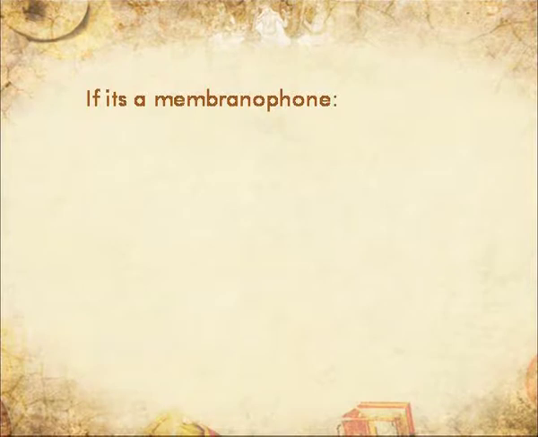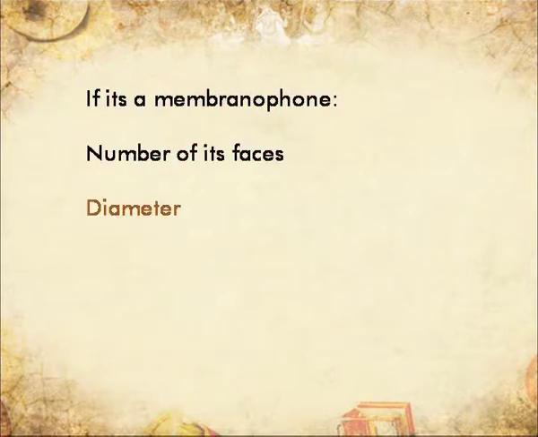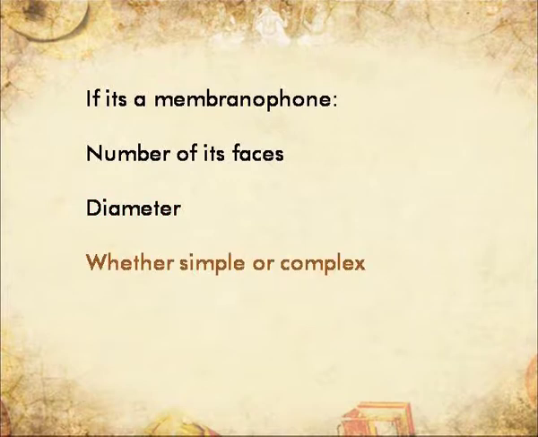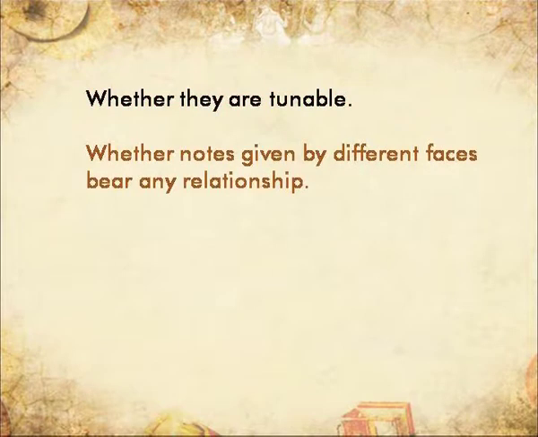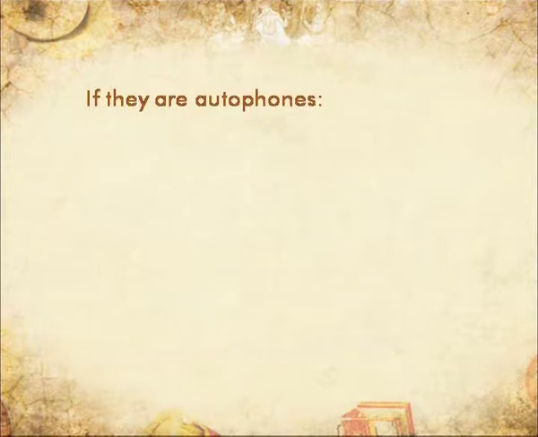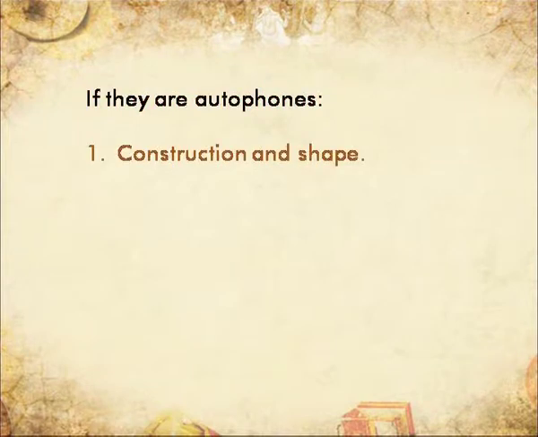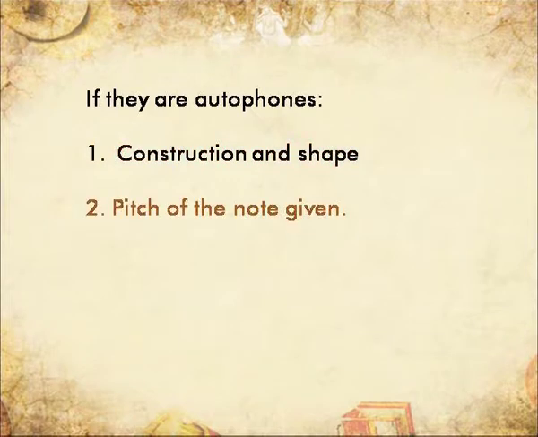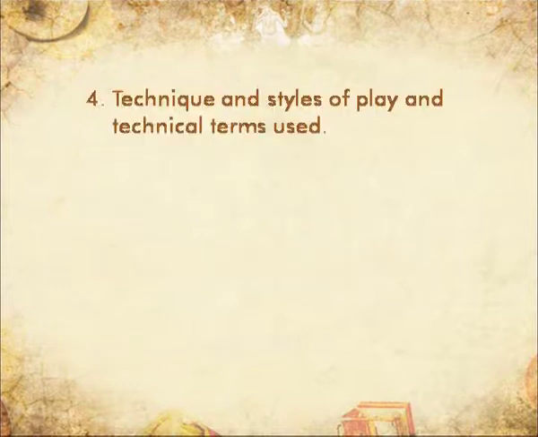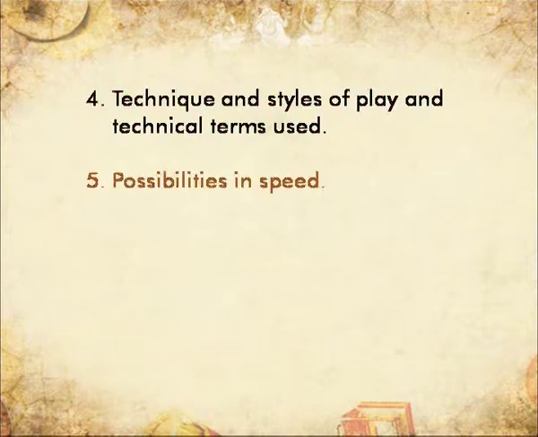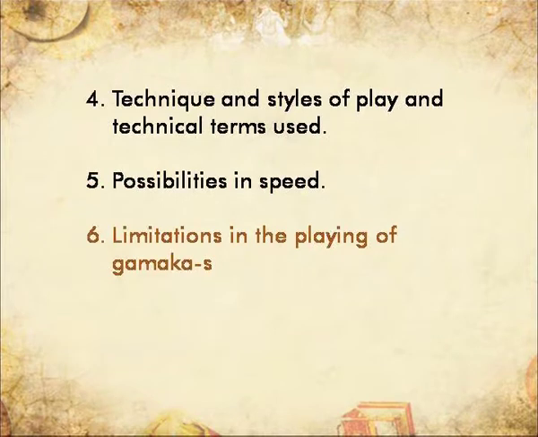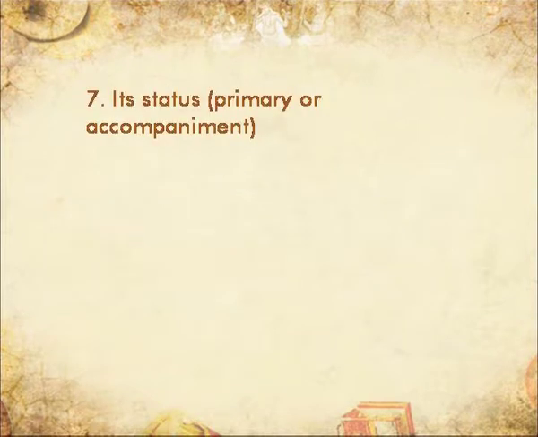If it is a membranophone, the number of its faces, their diameter, whether they are single or complex, whether they are tunable, whether the notes given by the different faces bear any relationship. If they are idiophones, its construction, shape, and the shape of its component parts, the pitch of the note given by it, its compass and tone color, technique and styles of play, and the technical terms used in this connection, example, pidi style, jaru style, possibilities in speed, limitations in the playing of gamakas.